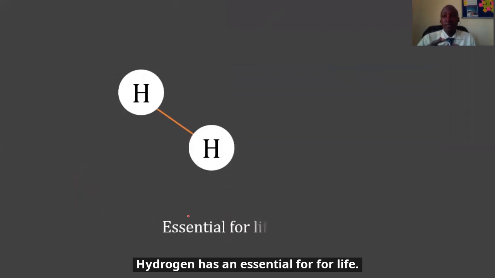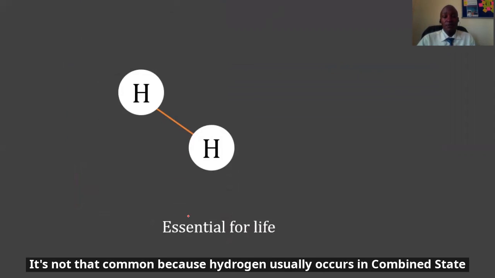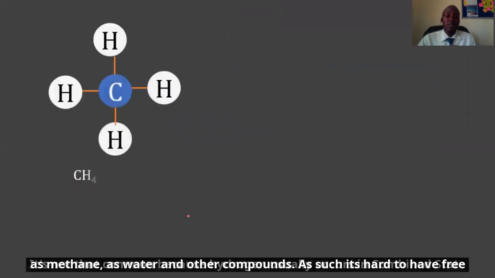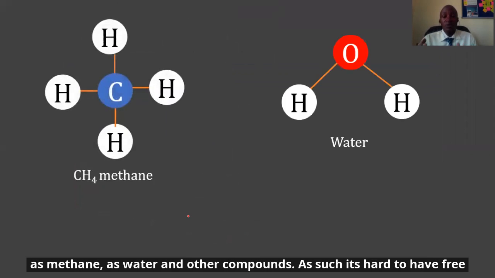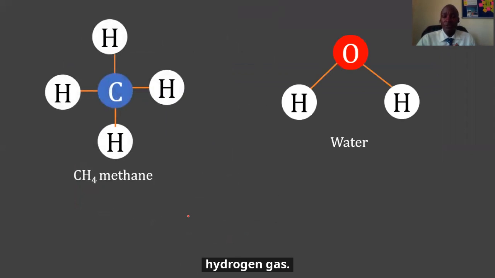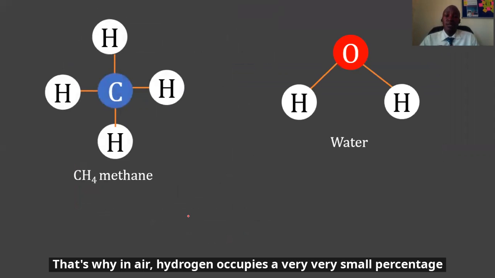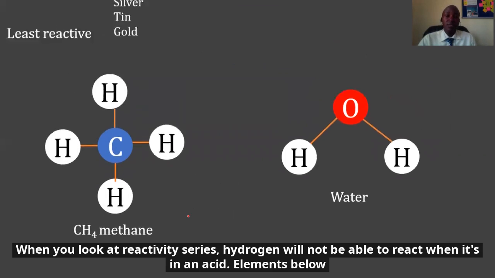Hydrogen as an essential for life, it's not that common because hydrogen usually occurs in combined state as methane, as water, and other compounds. As such, it's hard to have free hydrogen gas. That's why in air, hydrogen occupies a very, very small percentage.